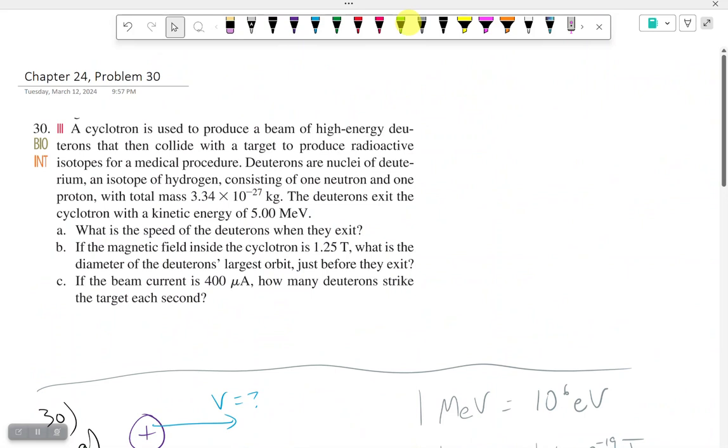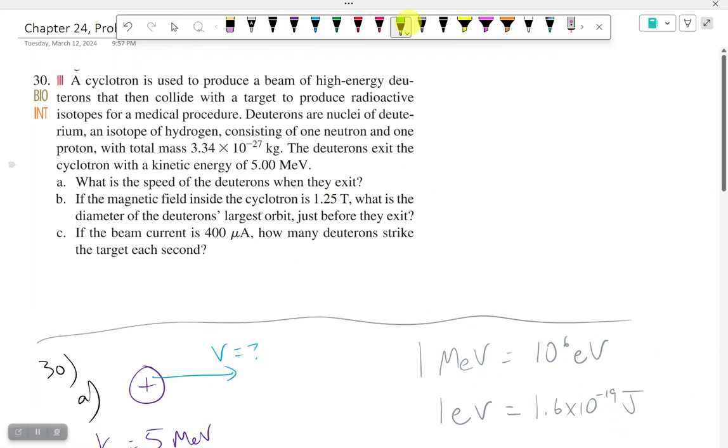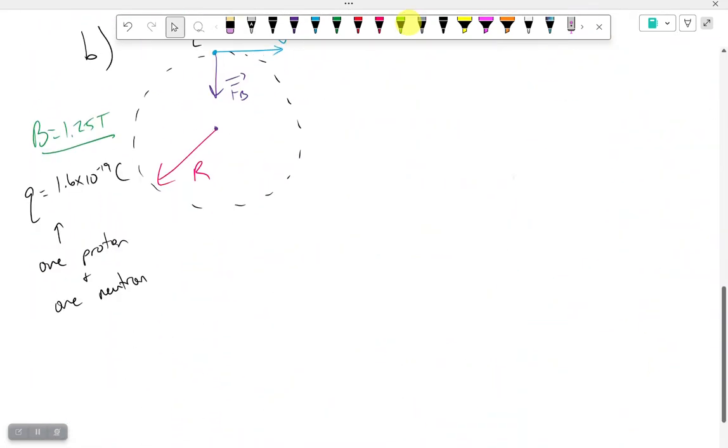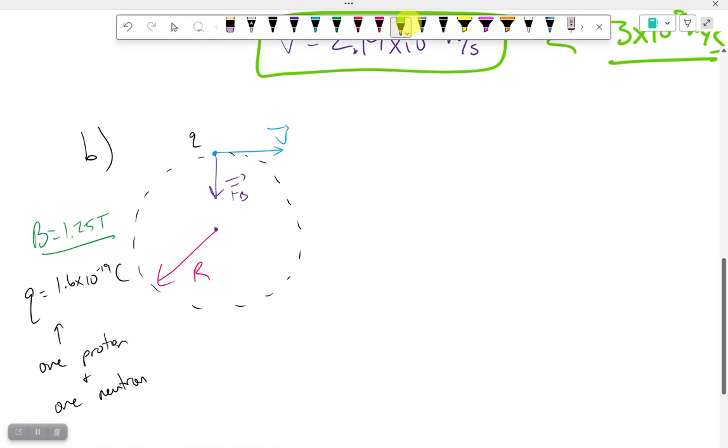Next up, they ask what is the diameter of the deuteron's largest orbit just before they exit, if the magnetic field inside the cyclotron is 1.25 tesla. So we have something orbiting like this. I gave it a radius r, and since it's moving in a circle, it has a tangential velocity like this, which is our speed from above. And here's the magnetic field. The magnetic field could be pointing wherever. I'm not going to worry about that right now because I just want a calculation, with no need for the right-hand rule.